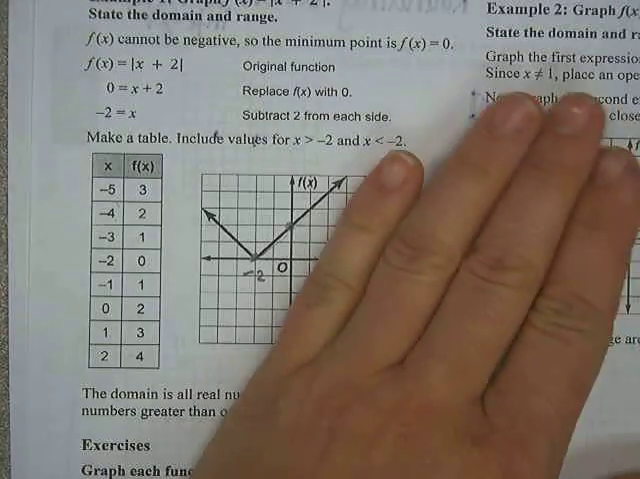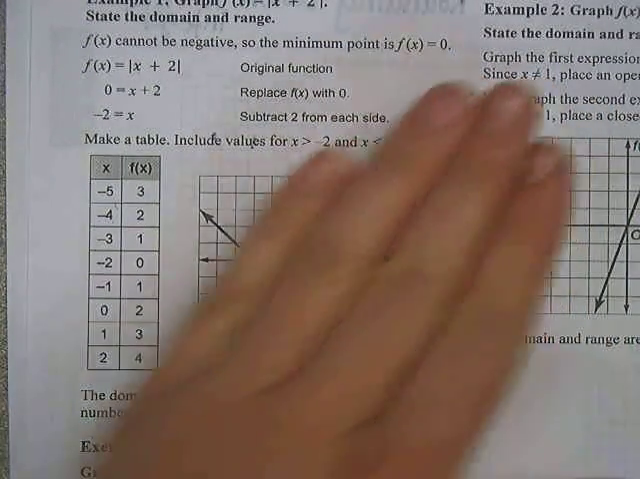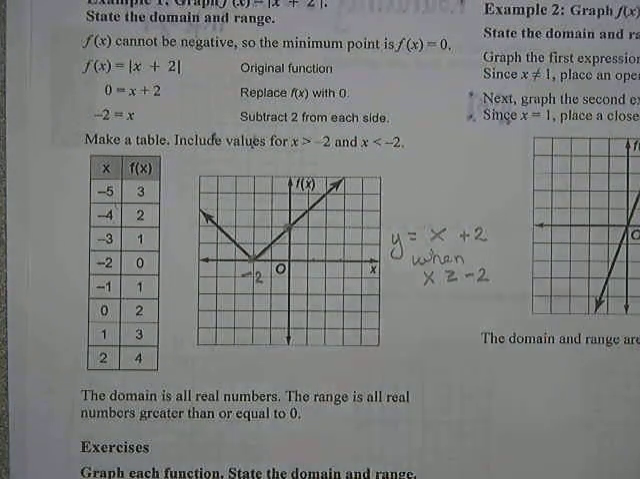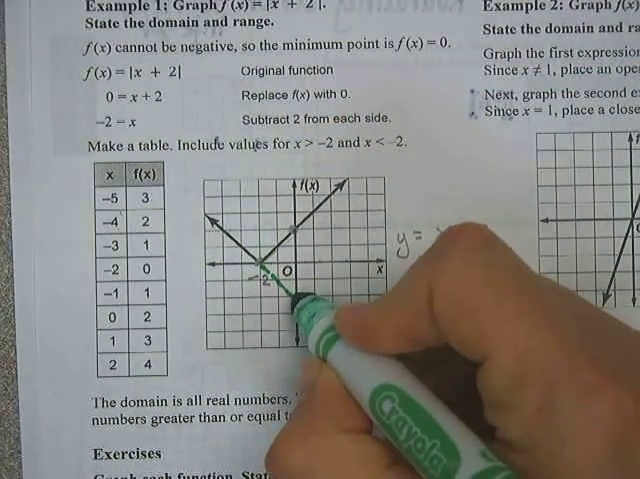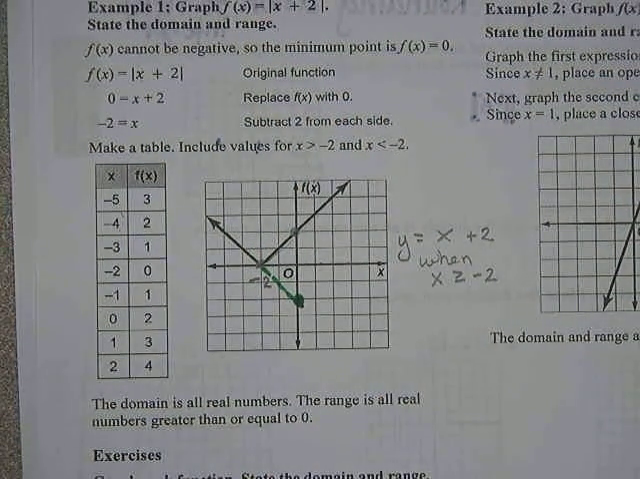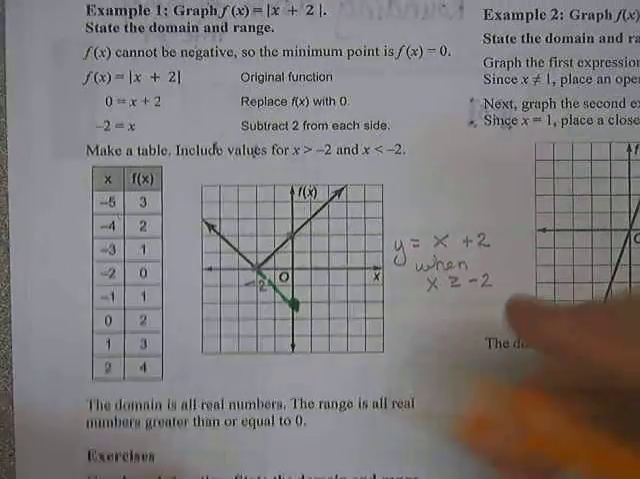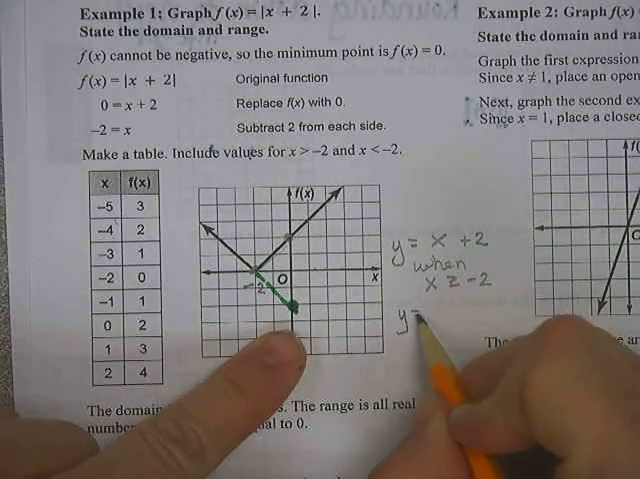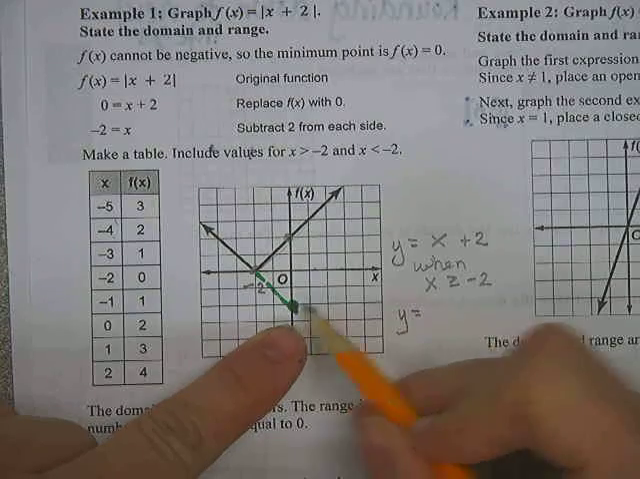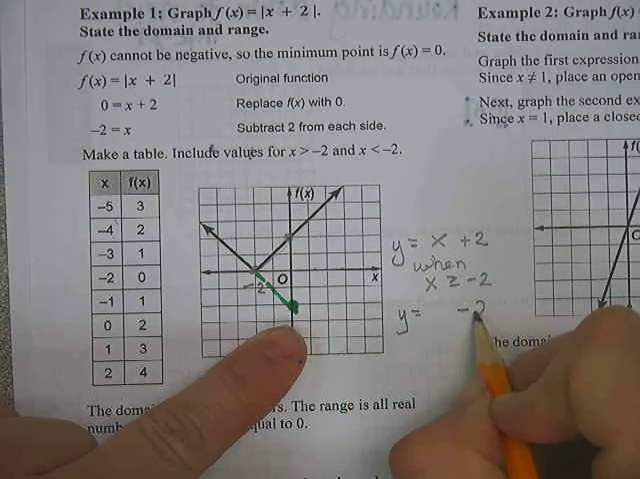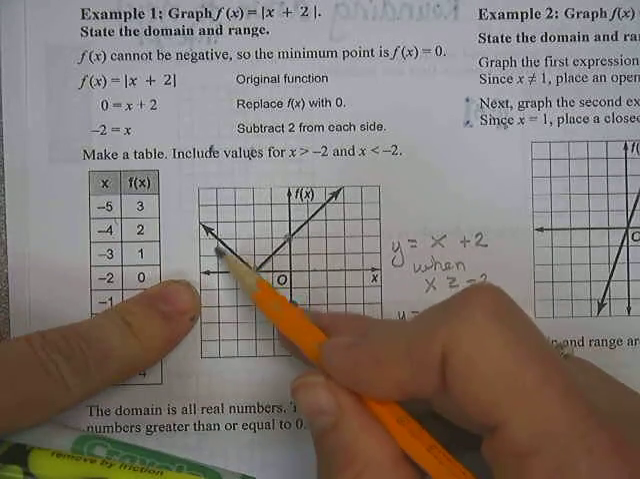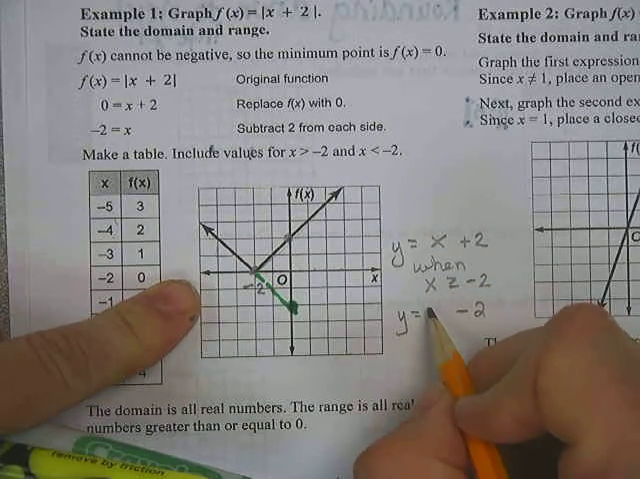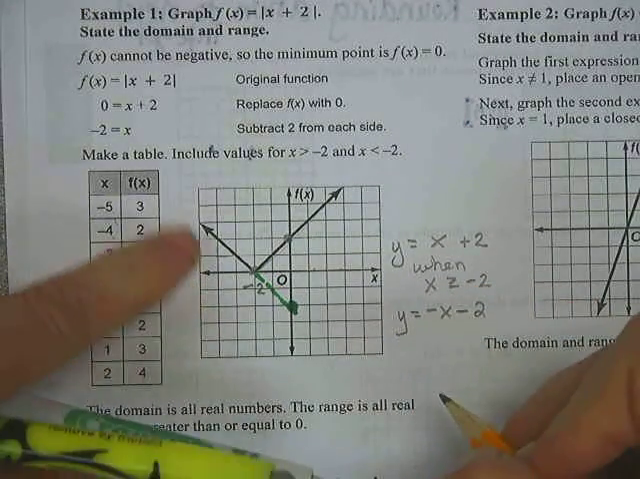Now let's look at this other part. This part, if we were to extend this down, do you see that this piece would be defined as y equals, it hits the y-axis at negative 2, and it slopes downward at a rate of down 1 over 1, so it's negative x minus 2.